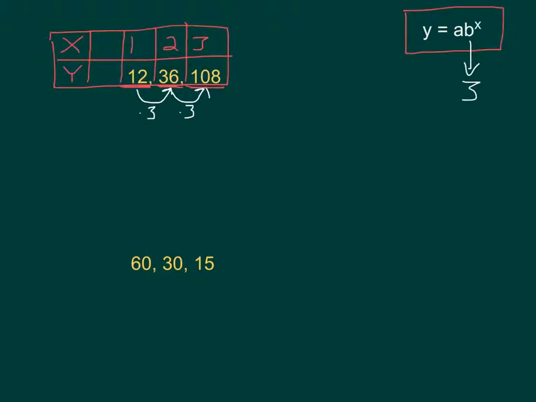Then I have to figure out what happens when x equals 0. Well, what number times 3 is going to equal 12? I know that 4 times 3 equals 12. So my first number is 4, and that goes into a. My equation is going to be y equals 4 times 3 to the x.